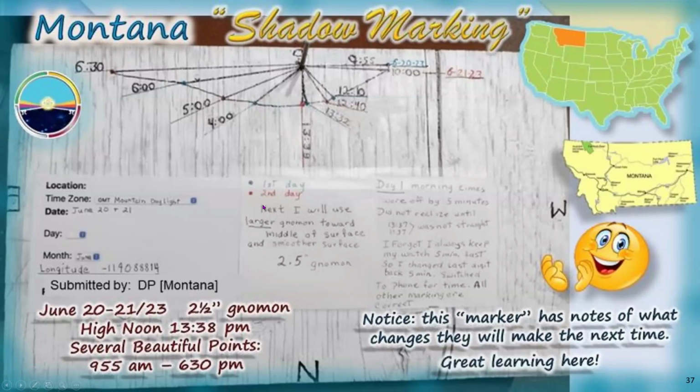And on the second day, she left me a note. Next, I will use a larger gnomon toward the middle of the surface and a smoother surface. So she wants to move her gnomon this direction and she wants to have her board a little bit smoother. So she's learning just by getting out there and marking what changes she's going to make the next time. And I say that's a lot of great learning. Really good marking from Montana.